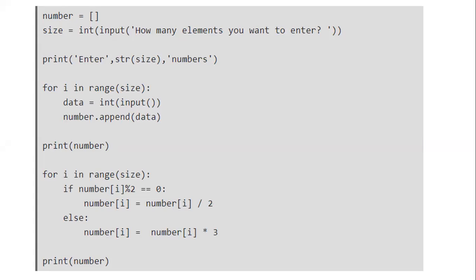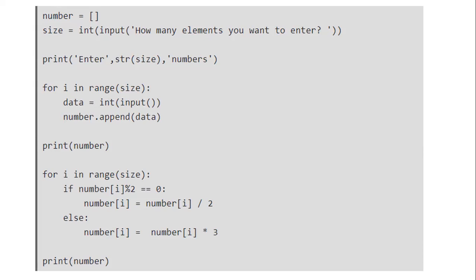Here I have a program ready for you. Number is an empty list over here. Size is a variable in which we are taking integer input from the user, and we prompt the user by asking how many elements do you want to enter. Then we will print enter the string size numbers. So if, for example, the user says 5, we will tell the user enter 5 numbers. If the input given by the user is 10, then we tell the user enter 10 numbers.